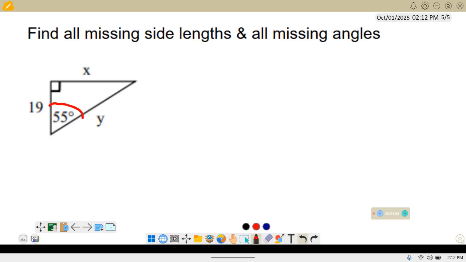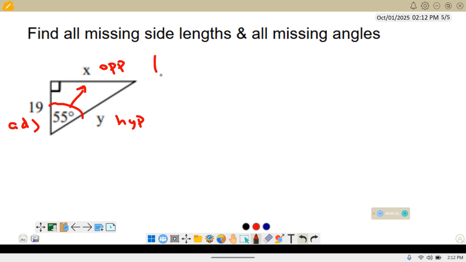Now I know that the side opposite the 90-degree angle is always the hypotenuse, so I'm going to go ahead and label that hypotenuse. If I'm looking at my 55-degree angle, the side length all the way across, that's the one labeled X, that's opposite. And the last one is going to be the adjacent side. The adjacent side is the side that is next to the 55-degree angle, but is not the hypotenuse.